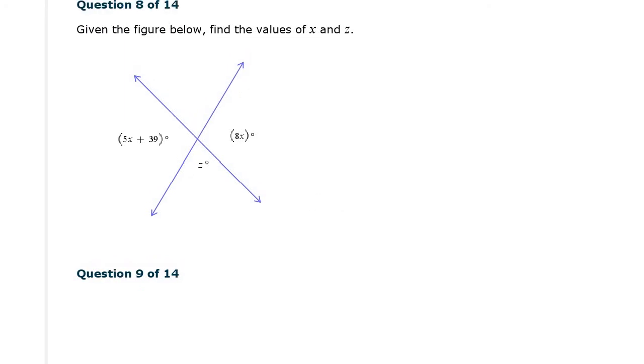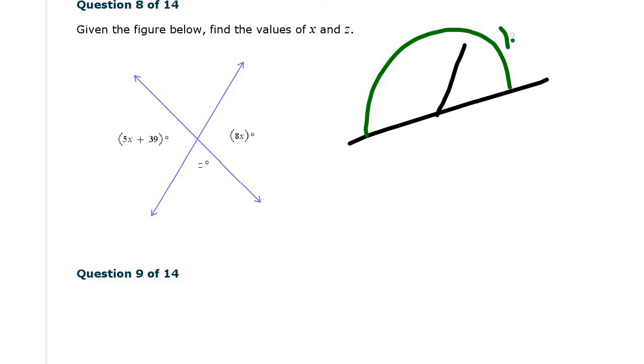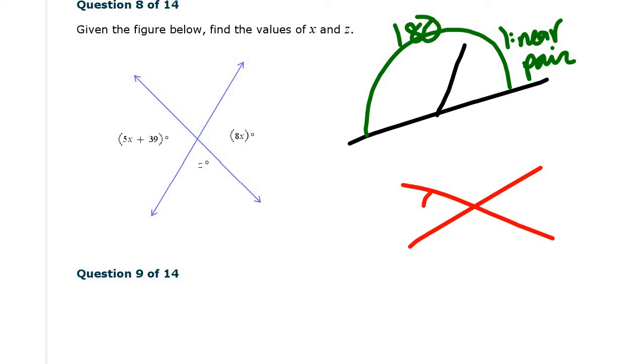All right, 2 things you want to watch out for in these kind of problems. 1, you want to watch out for angles that share a spine, make a line. In other words, they are a linear pair, which means they add up to 180. And then you also want to watch out for vertical angles, which means they are congruent.